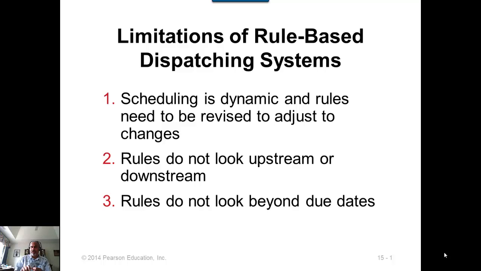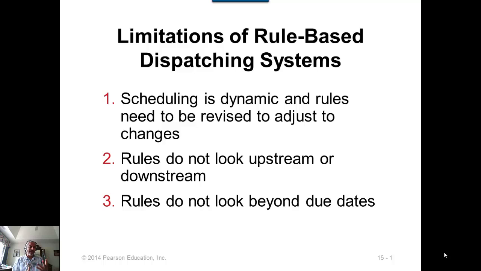It doesn't look further downstream or upstream to see when the jobs are coming in and what resources are needed in other work centers. So it doesn't take into account all of those interrelationships among workstations. So to that extent, it could be a limitation. And the rules do not look beyond the due date. The rules look at due dates as though all due dates are equal. But that need not be the case.